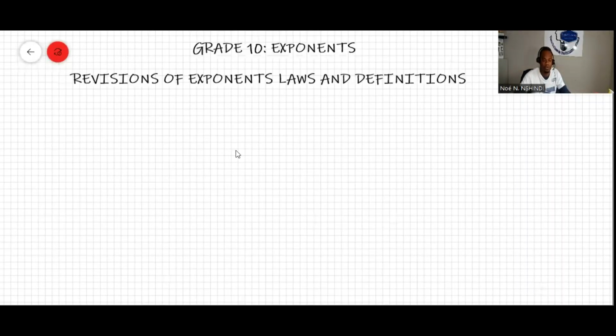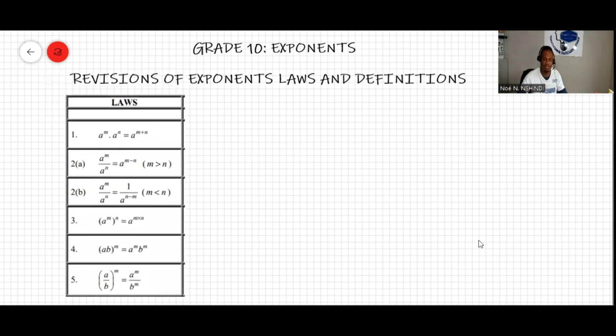Now we're going to talk about grade 10 exponents. In the previous grades we learned the exponential laws and exponential definitions. Let me just remind you of the laws. The law says that when we have a product a to the m times a to the n, when the bases are common like this, we just write a and add the exponents.